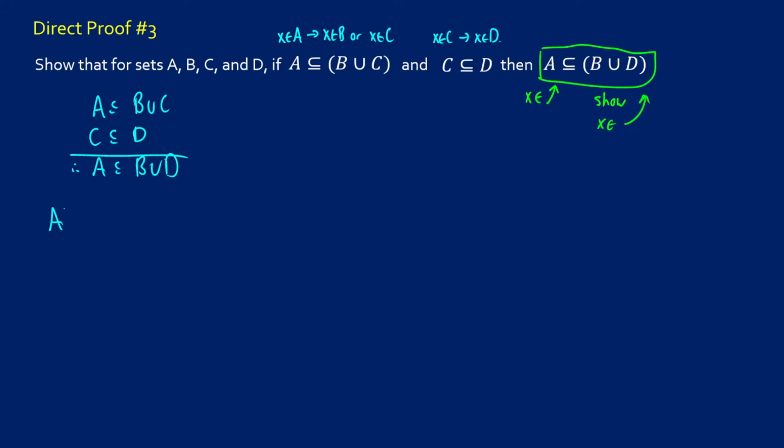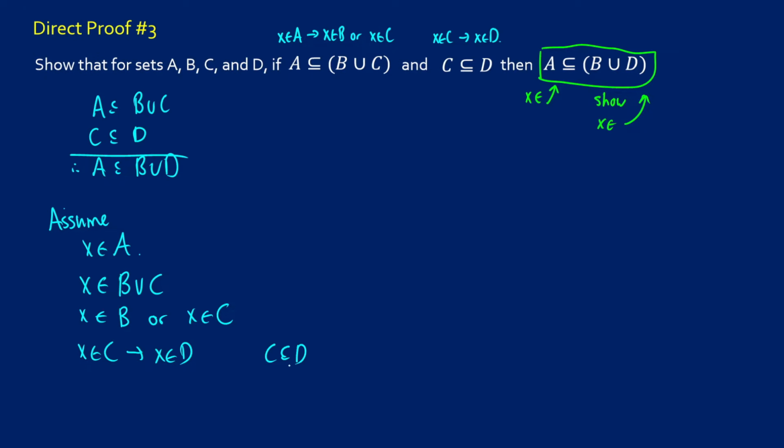So let's just assume that we have X as an element of A. Now, what do we know? Well, A is a subset of B union C. Therefore, X is an element of B union C, which is the same thing as saying X is in B or X is in C. Well, we know that if X is in C, we're going to get that X is in D from the fact that C is a subset of D. Therefore, we know that X is in B or X is going to be in D. So therefore, we have that X is going to be in the union of B and D.